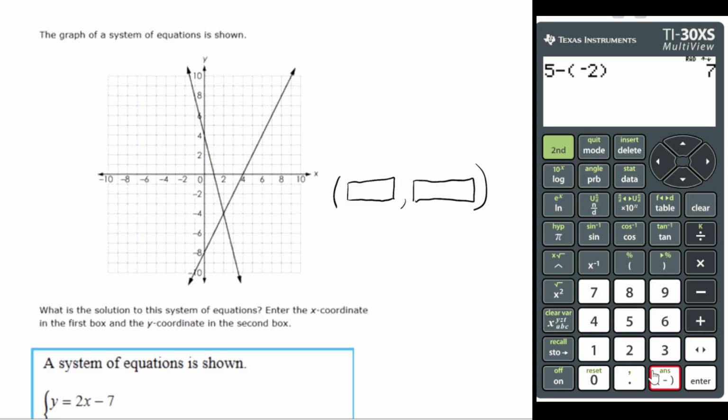So remember, the solution to a system of equations on a graph is just where your two lines cross. That's it. So right here. All you've got to do is figure out what this point is. Well, to figure that out, you start from the origin. You went right 2, so that's positive 2. And you went down 1, 2, 3, 4. So that's negative 4 because you went down. Done.